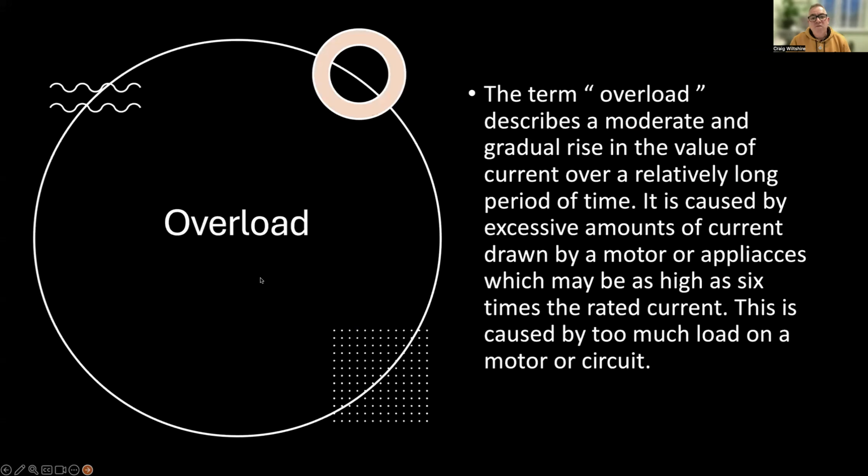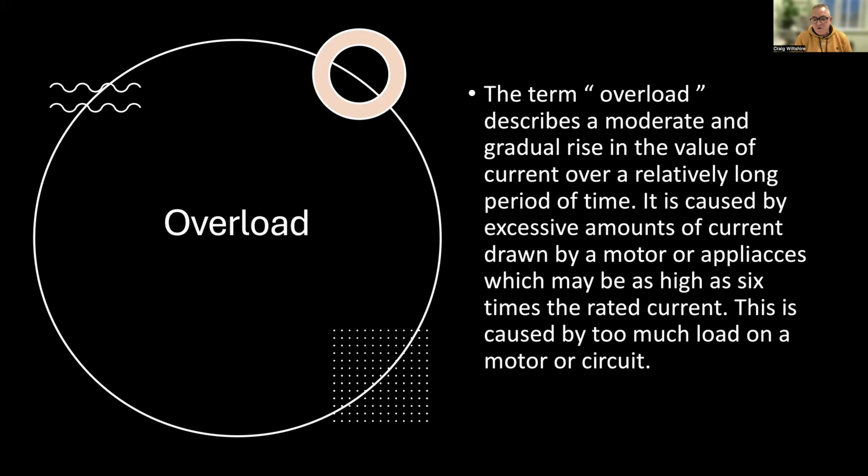The next one is going to be overload. Okay, so we're not always going to encounter overload. Remember, overloads are detected by the MCB device, right? Not the RCD. That's short circuit and earth fault, which we're going to go on to later. So an MCB, 32 amp, 16 amp, 6 amp MCB, will be your overload protection. It describes a moderate and gradual rise in the value of current over a relatively long period of time. It could be caused by excessive amounts of current drawn by a motor or appliance, which may be as high as 6 times the rated current.